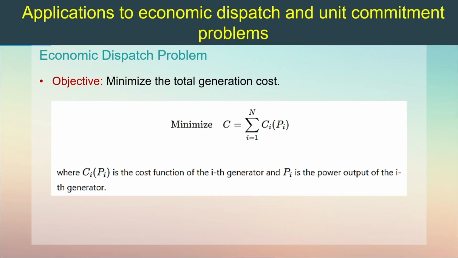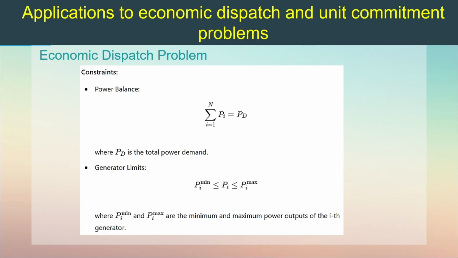So, how is the economic dispatch problem generally stated? Minimize the total generation cost, where minimize C is equal to summation i equal to 1 to n of Ci(Pi), where Ci(Pi) is the cost function of the ith generator and Pi is the power output of the ith generator. This is what you should remember. What are the constraints? You have a power balance constraint and generator limits. One is an equality constraint and the other is an inequality constraint.